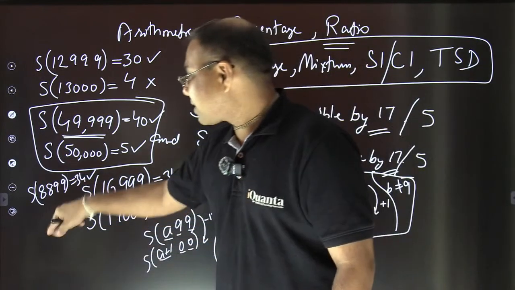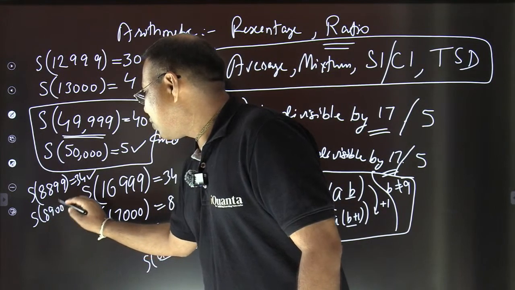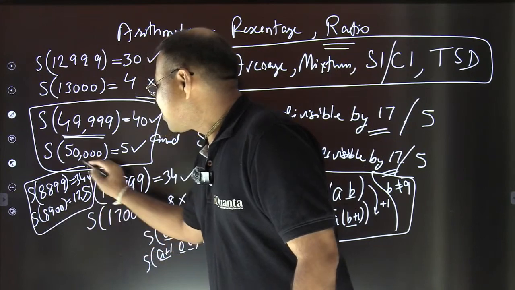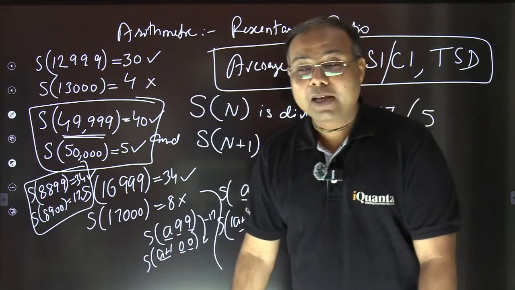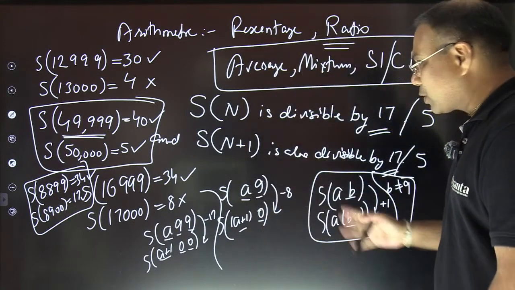Fine. And its successor number is going to be 8900, whose sum of digits is 17, which is also divisible by 17. So certainly this is the right answer. Is it fine? I hope it is clear, and I hope you have understood the process also.